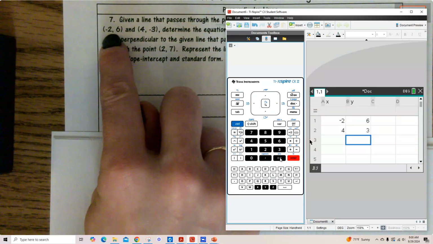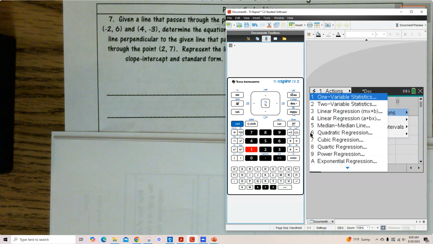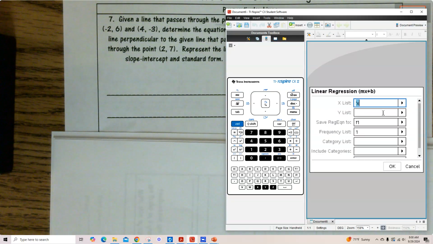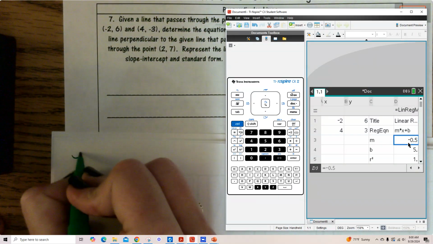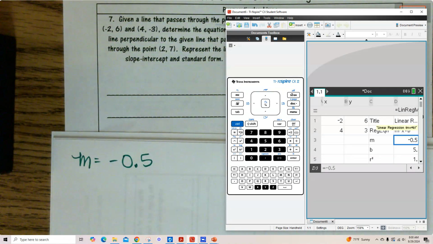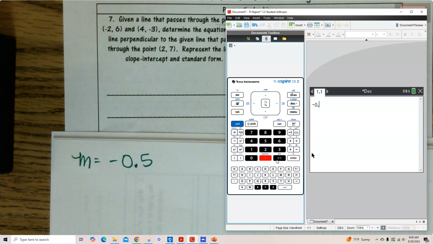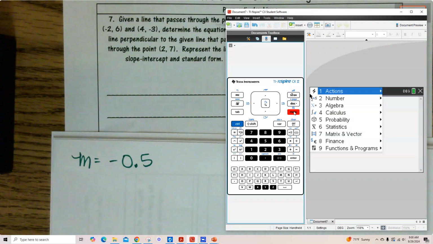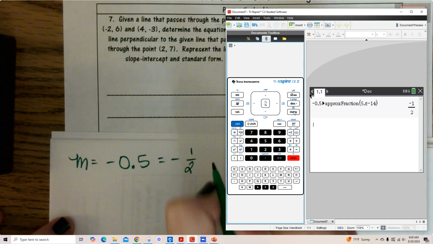Again, look how your calculator matches the ordered pairs. And we're going to do menu 4, 1, 3, change the x list to x, the y list to y, and the slope is all we need. Okay, so our slope is negative 0.5. Again, we don't want decimals. So let's change that to a fraction. Most of you can probably do that in your head and know that it's negative 1/2.